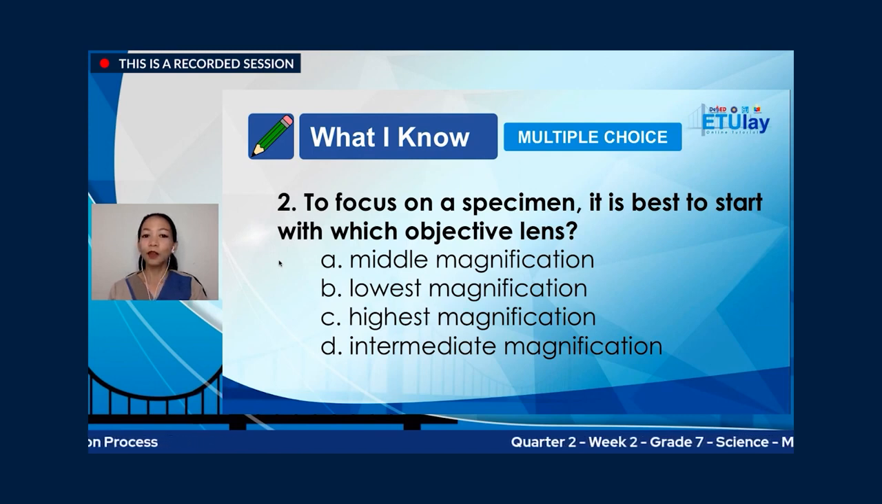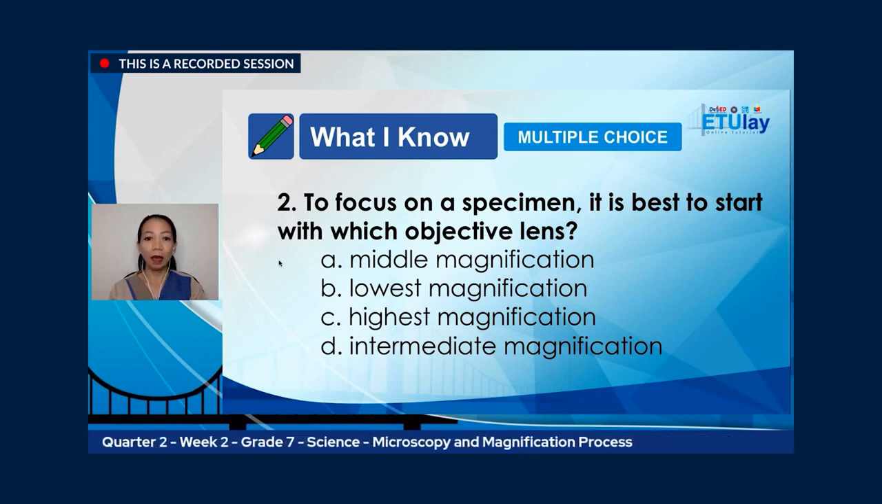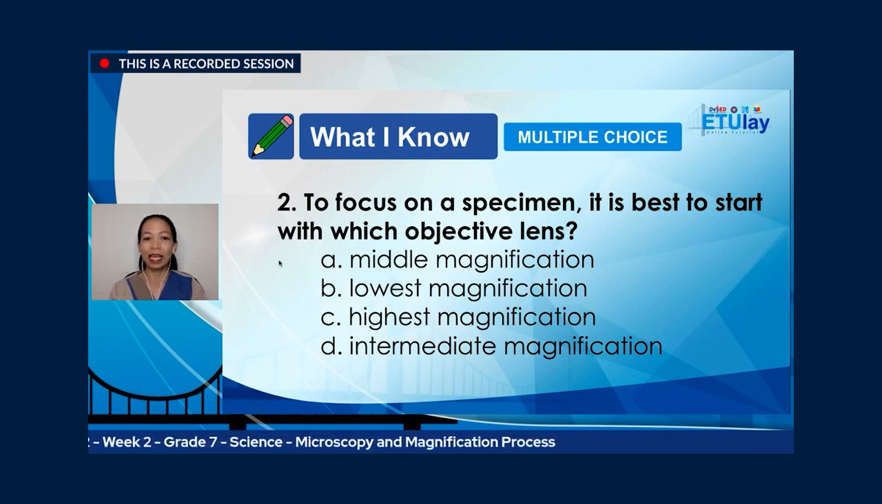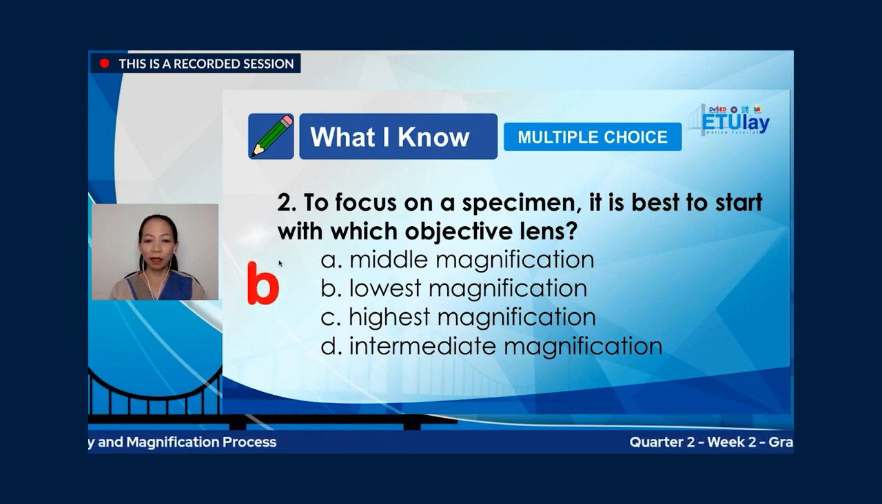Number 2, to focus on a specimen, it is best to start with which objective lens? A, middle magnification, B, lowest magnification, C, highest magnification, or D, intermediate magnification. Which would you use to focus on a specimen? Correct answer is letter B, lowest magnification. Remember to always begin with the lowest magnification.